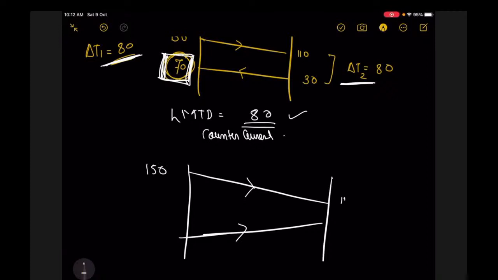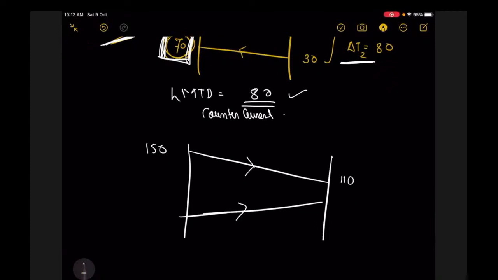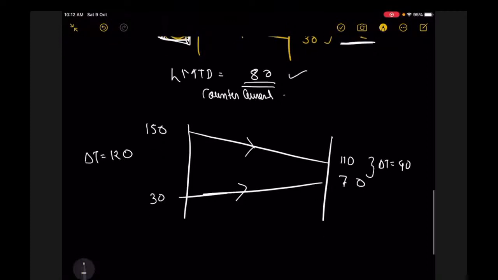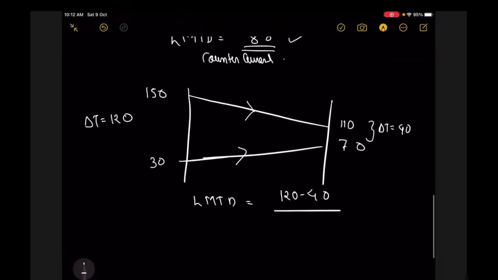150 to 110. Here it is 30 to 70. So here delta T is 120. Here delta T is 40. So LMTD will be 120 minus 40 upon ln of 120 by 40. It will be equals to 72.81.